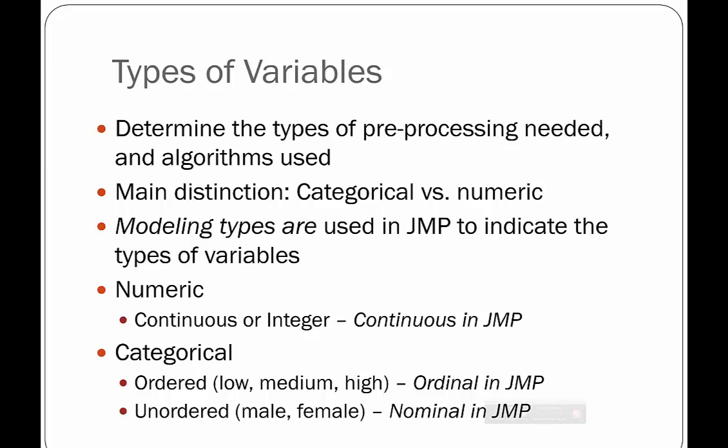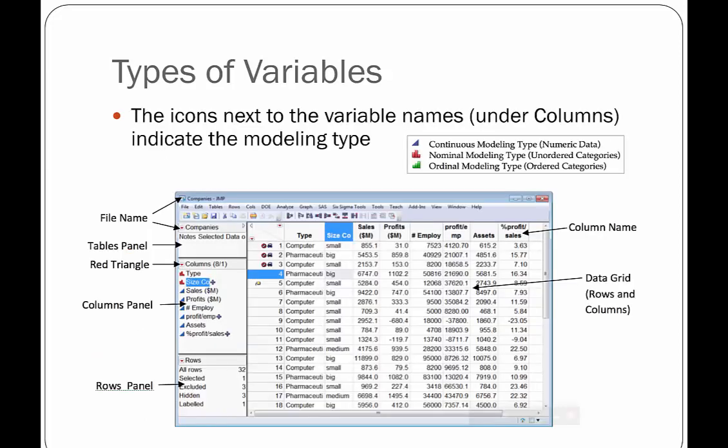So the types of variables that we have are very important in determining what type of pre-processing we do. And we can go both directions. We can go from numeric to categorical, or we can go the other direction, although that's not always the best thing to do. So you have to be a little bit careful about what type of pre-processing you are going to do.